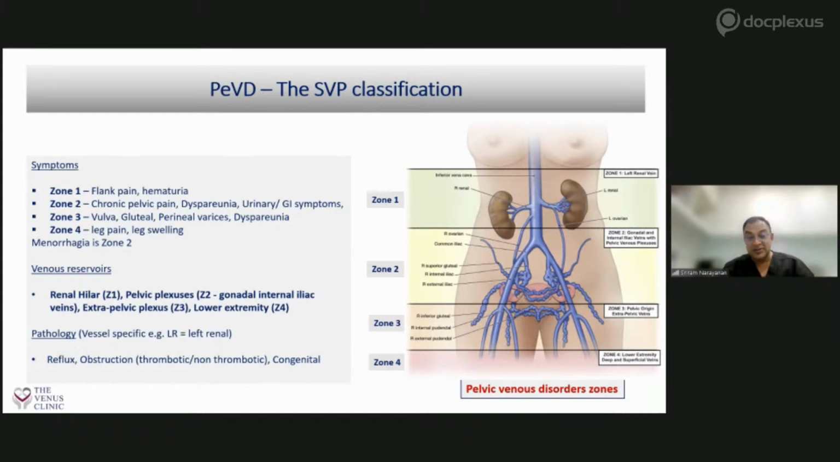And the pathology is vessel specific. So for example, we will describe it as LR, being the pathology for left renal, or gonadal as G, or LG would be left gonadal. And then you have basically a pathology of pure reflux, obstruction, which can be post-thrombosis or non-thrombotic, like in the iliac vein, or it can be congenital, which may be a malformation of some sort.